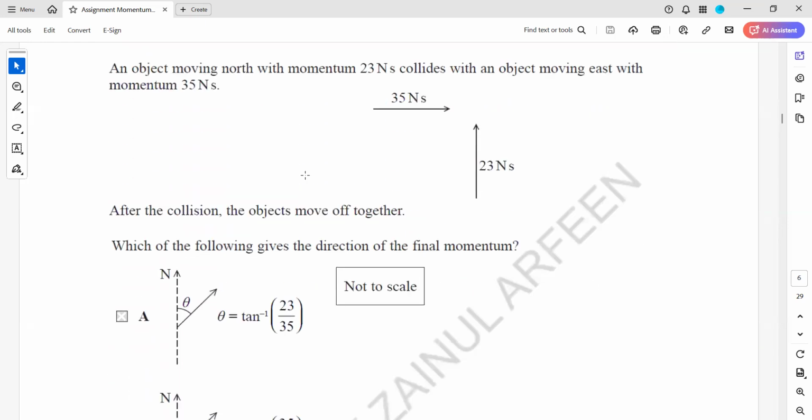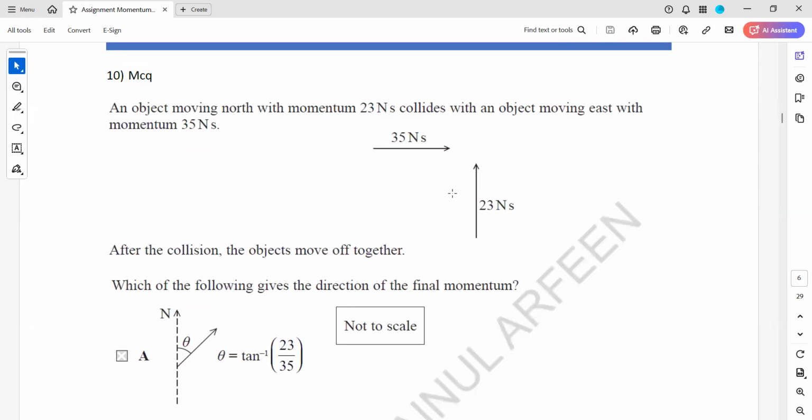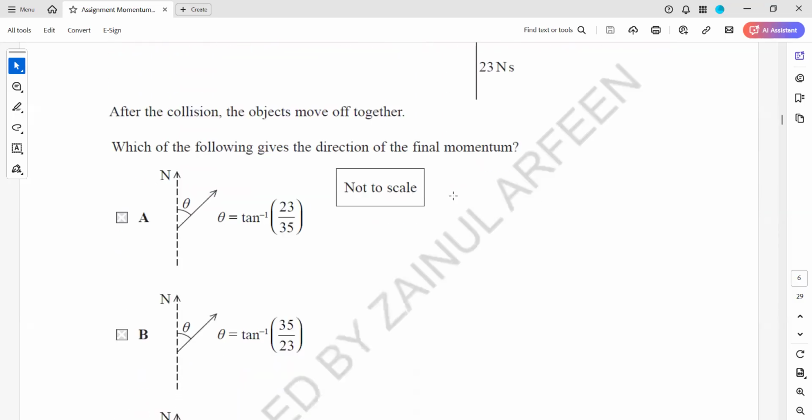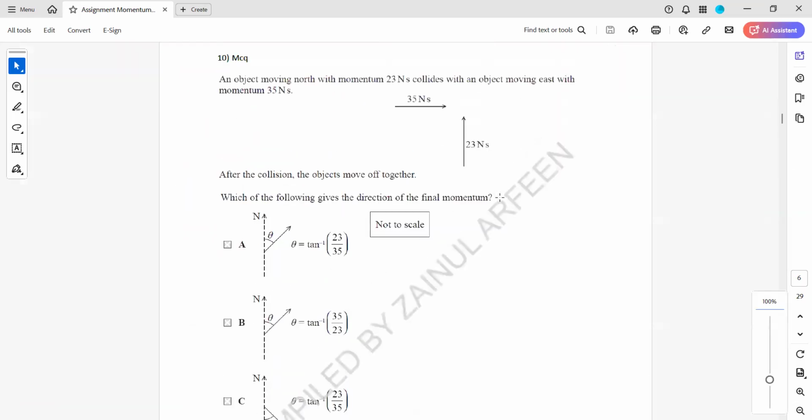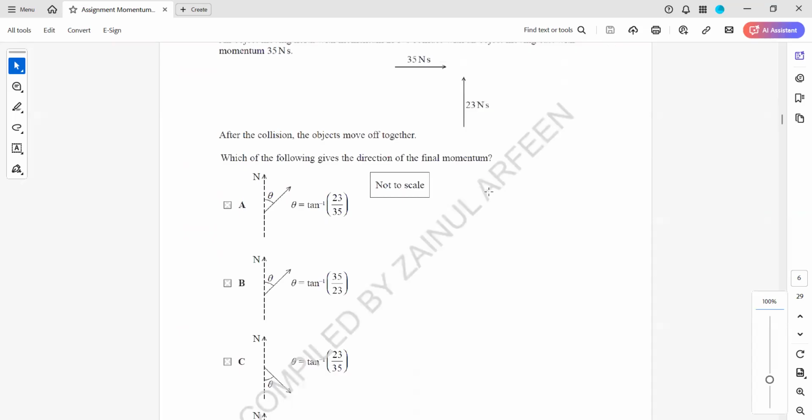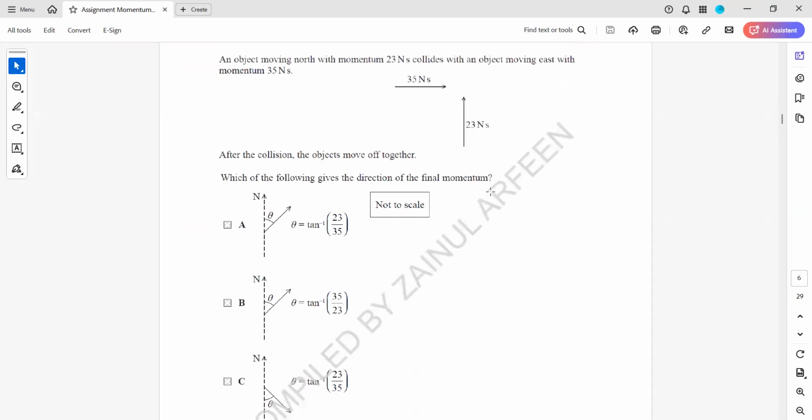So B will be the right answer for this. In question 10, an object moving north with a momentum of 23 collided with an object moving east. After the collision, the objects move off together. Which of the following gives the direction? So if you need the direction, it cannot be C or D. Definitely the resultant direction will be in this way.